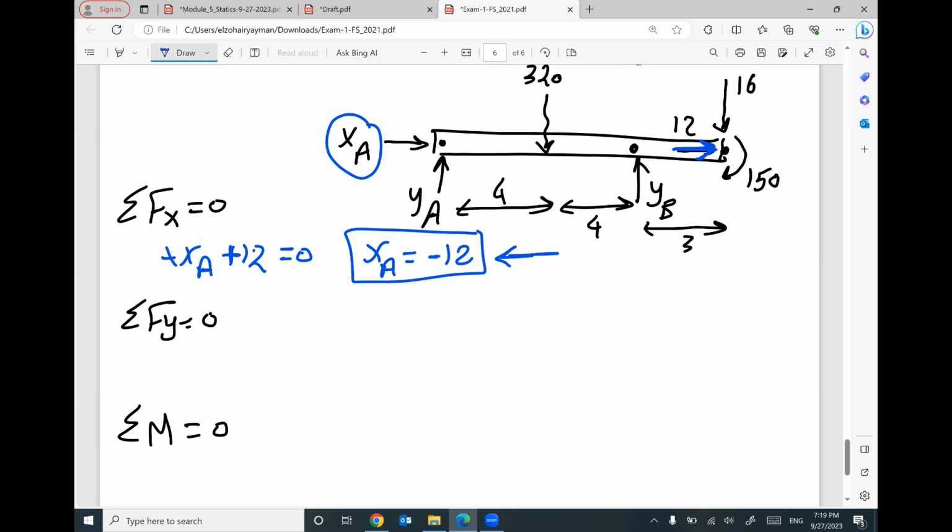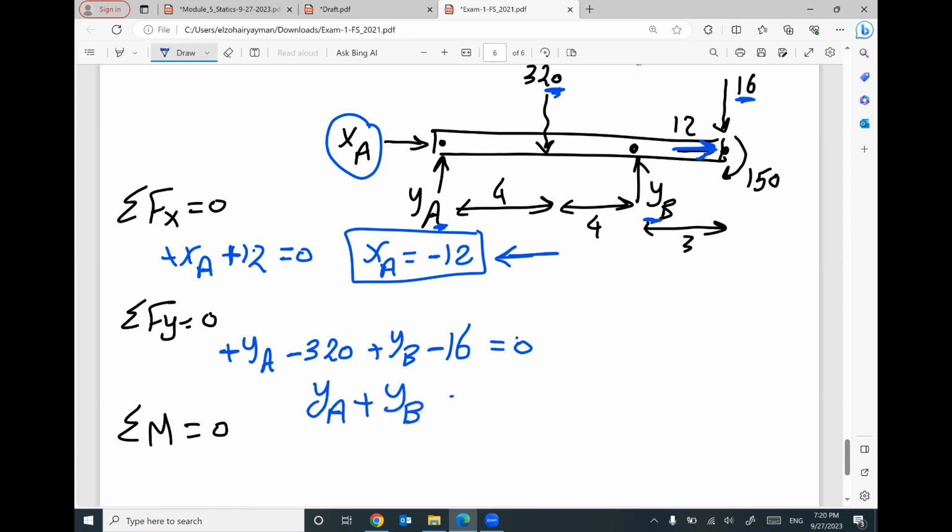Summation of Fy equals 0. I have positive YA. I have negative 320. I have positive YB. I have negative 16. This vertical force, this vertical force, this vertical reaction, this vertical reaction equals 0. I can simplify. YA plus YB will equal 336, I think.